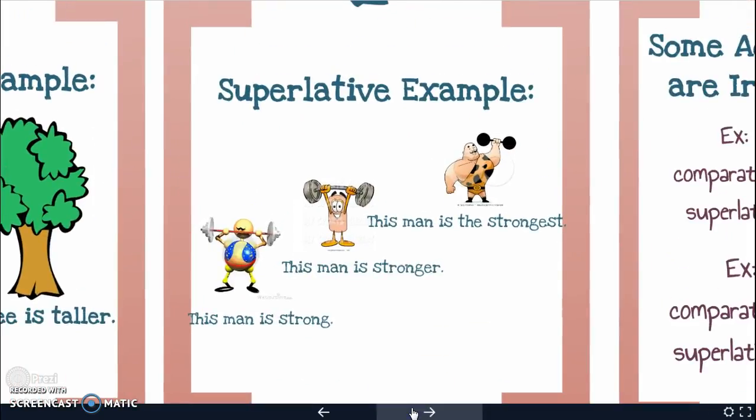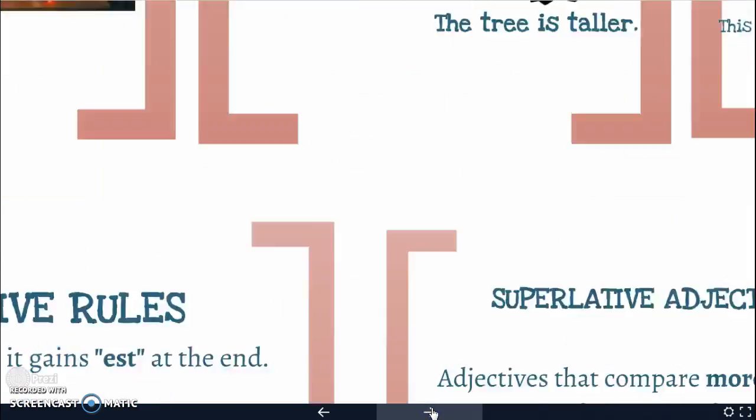So here's our example. The man is strong. This man is stronger. This man is the strongest. So in this case, they're comparing the three men. Okay, we use stronger when we're just comparing the two men. There's just two, so we use ER. When we're comparing more than two, meaning three or more, we need to use the ending EST, or we need to put most in front of the adjective, depending on the rule.